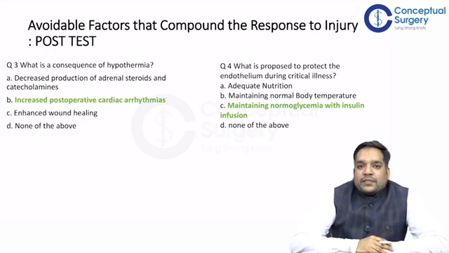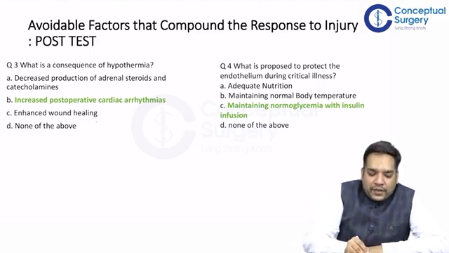The answer to question number 3 is B. A consequence of hypothermia is increased postoperative cardiac arrhythmia. Basically, it decreases wound healing, and it also increases the production of steroids and catecholamines. So the correct answer is choice number B.